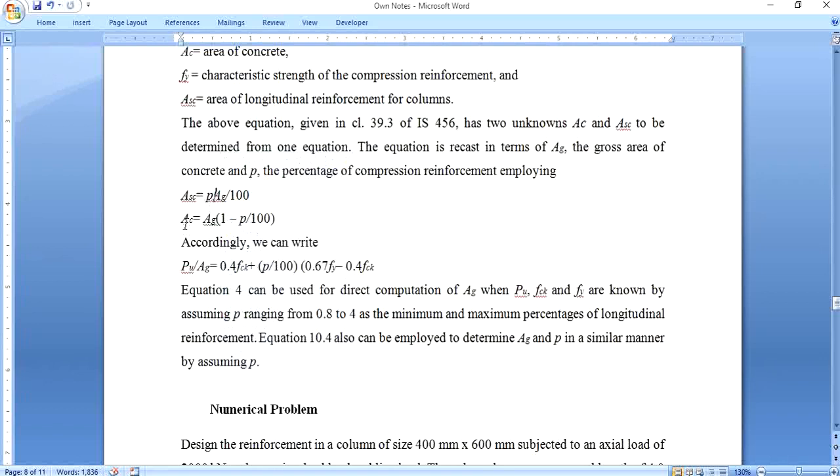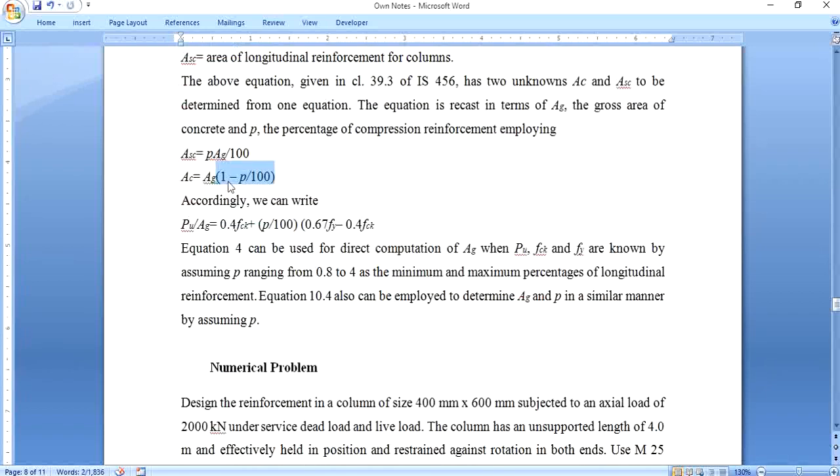Similarly, I can write AC in this manner. If I do 1 minus percentage of steel, taking the total as 100%, and remove the percentage of steel, the rest is the percentage of concrete. The same logic we have followed over here. So 1 minus P divided by 100, into cross sectional area, is going to give us the area of concrete.